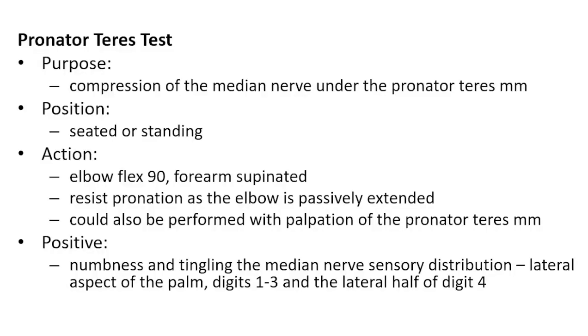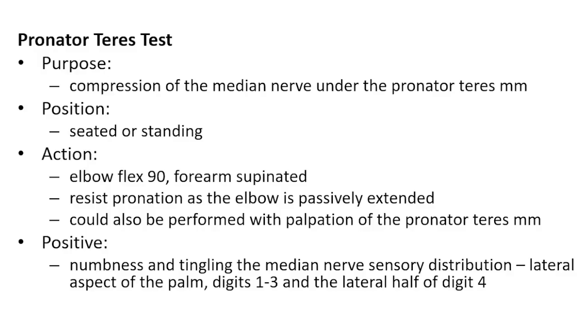To perform this test, the patient or client will be in a seated or standing position. The therapist will have the client's elbow flexed at 90 degrees. The forearm can be either supinated or it can be in a mid-pronated position. The therapist will then grasp the distal forearm. This hand contact will be used to resist pronation of the forearm. The therapist can also use a palpation hand onto the pronator teres muscle. During this isometric contraction of a pronation, the therapist will also passively extend the elbow simultaneously.